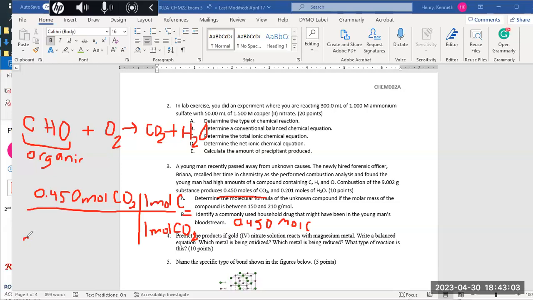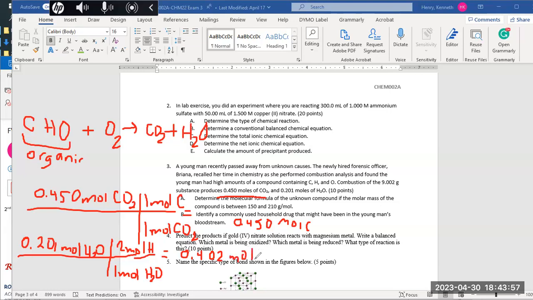Now, what about hydrogen? So if we have 0.201 moles of water, what is that ratio of hydrogen and water? Well, in this case, you have 2 hydrogen, right? That's right. So for every 1 mole of water, I have 2 hydrogen. So you have 0.402. Okay. So now we know how much in terms of quantity we have of carbon, and how much we have of hydrogen.